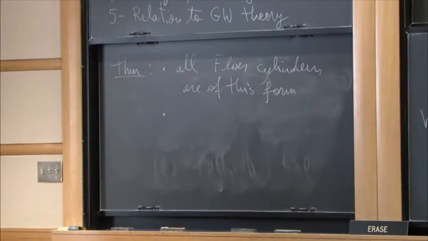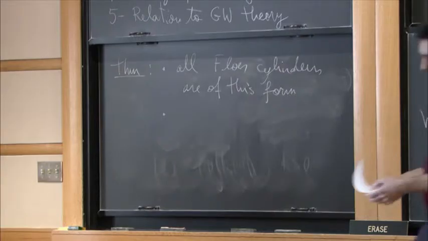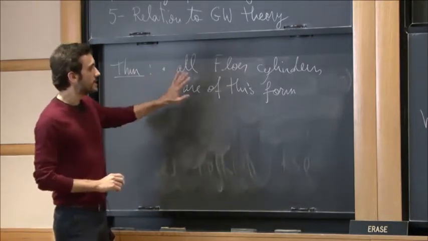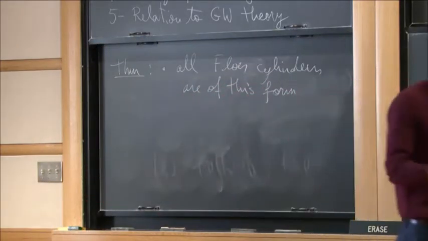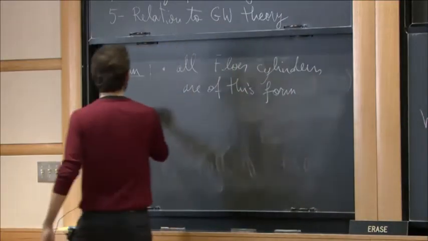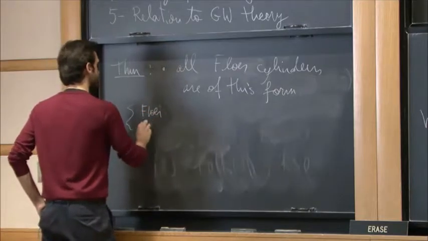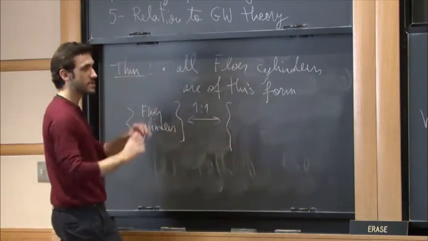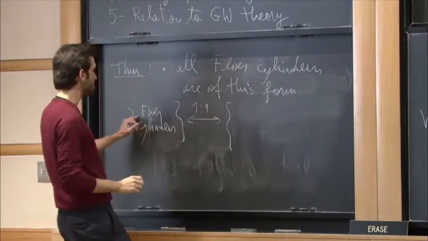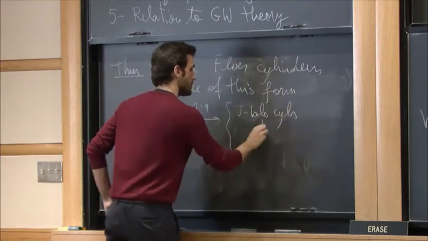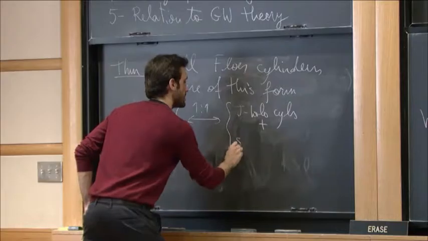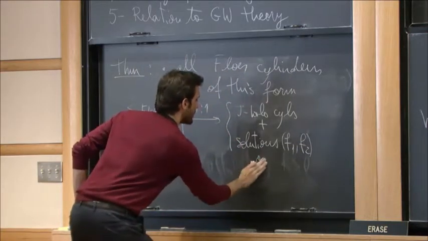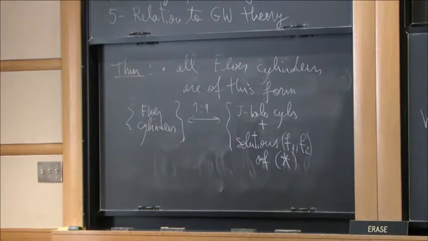That's the first step of the result. And the second step of the result is saying that I actually have a bijection. Let me state the bijection here. Not only are all Floer cylinders of this form, but they're of this form in a basically unique way. So because of my special choice of J, I have a bijection between Floer cylinders and J-holomorphic cylinders plus solutions F1, F2 of this PDE that I'm calling star.